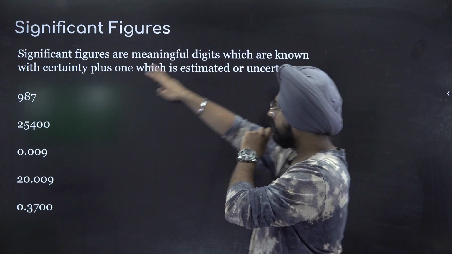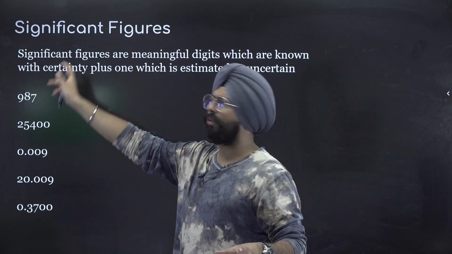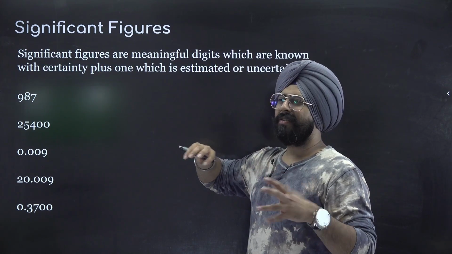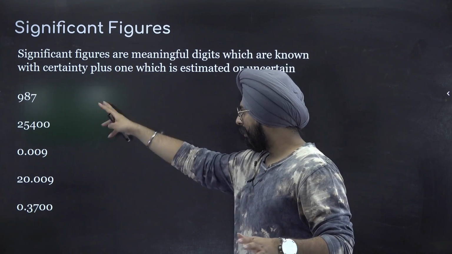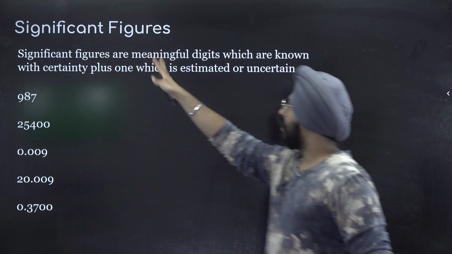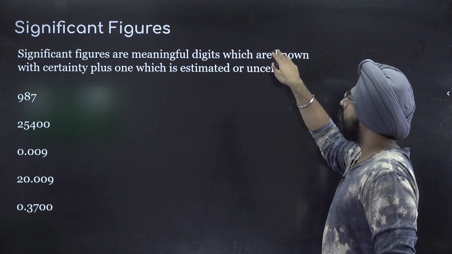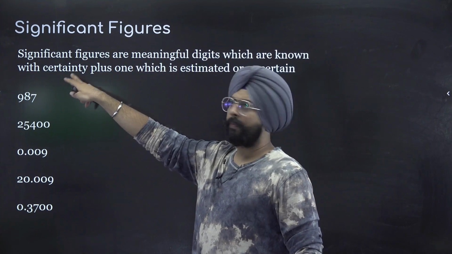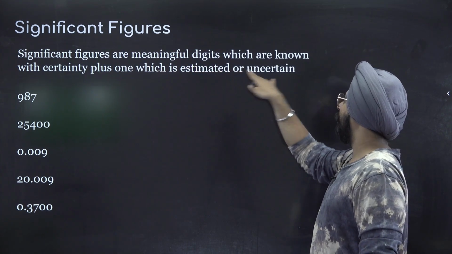What are significant figures? By the definition, now this definition is not that great, honestly. When we see the examples, we'll understand things better. But this is the formal definition. Significant figures are meaningful digits which are known with certainty, plus one which is estimated or uncertain.